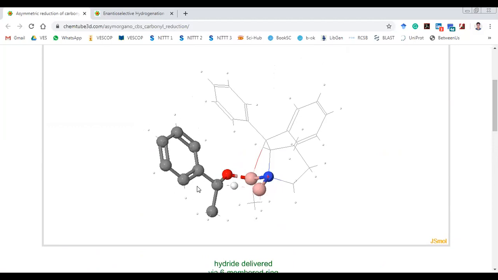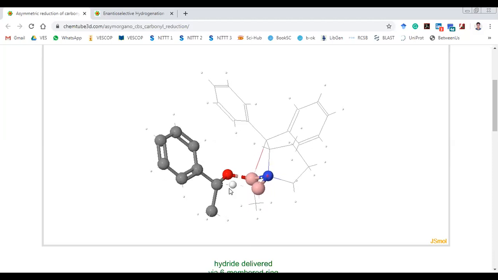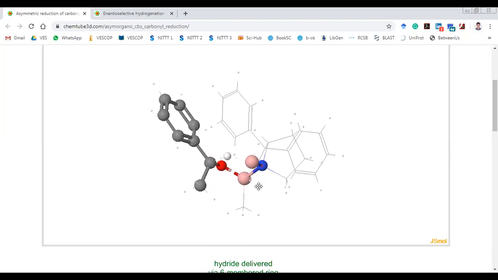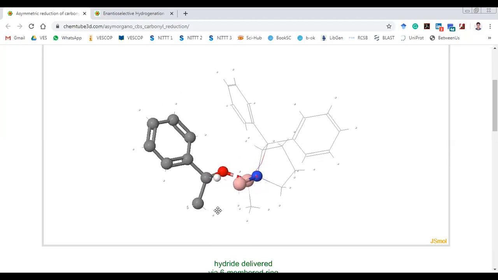So this is the larger substituent of the ketone and this is the smaller substituent of the ketone. Now it is oriented such that this particular larger substituent is at the pseudo-equatorial position. This is the pseudo-equatorial position, and this is the pseudo-axial position. The smaller substituent is preferentially at the pseudo-axial position, because if the larger one was here, it would face a steric hindrance from this boron here, both these borons in this case.